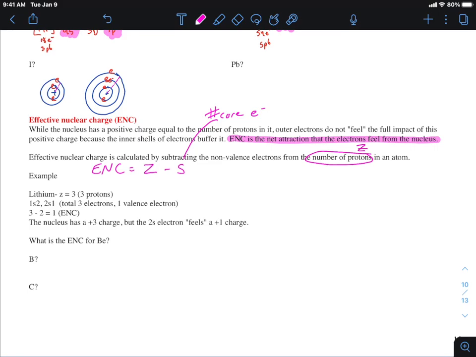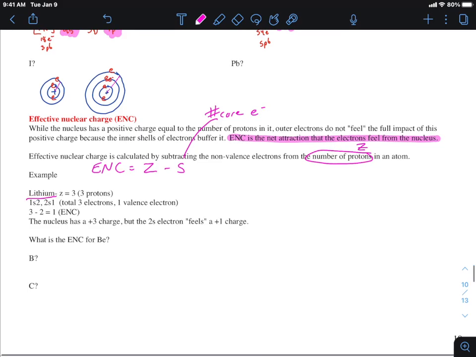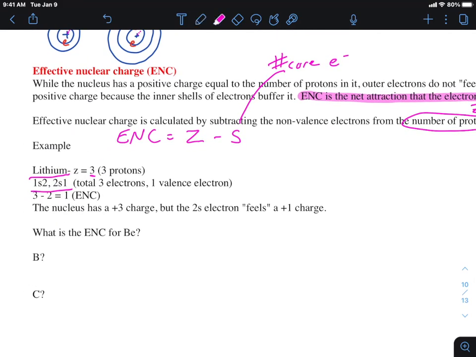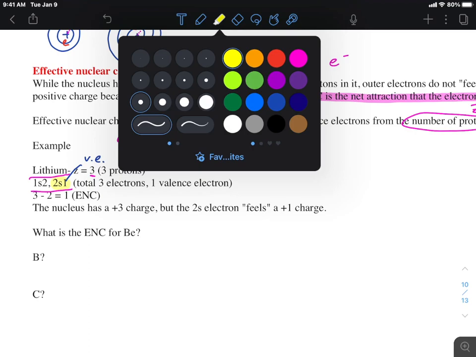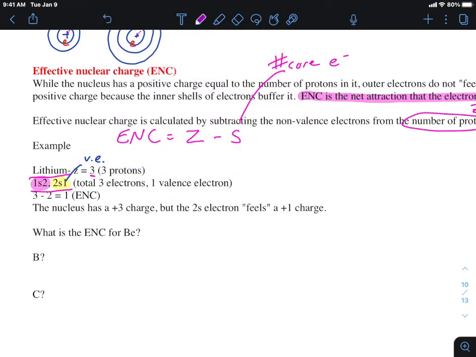So for example, lithium. The element lithium is atomic number 3, so it has 3 protons. The SPDF notation for lithium is 1s2, 2s1. Which ones are core and which are valence electrons? Energy level 2 is the highest, so that's my valence electron, and there's only one there. The 1s2, those 2 electrons, are considered the core.